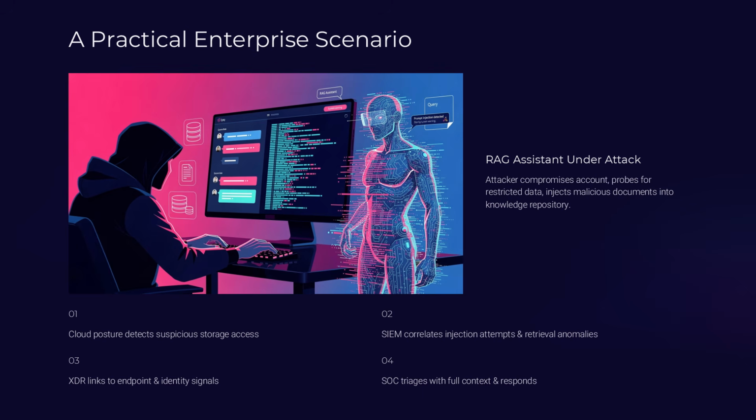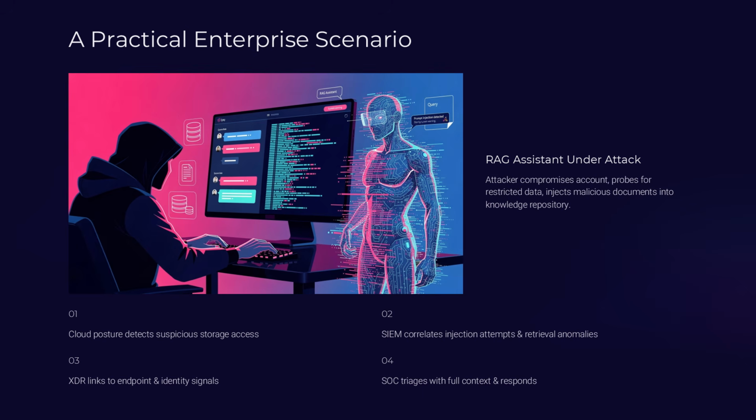Now let us ground this integration approach in a realistic scenario. Imagine your organization deploys a retrieval augmented generation assistant connected to internal policy documents and operational procedures. An attacker compromises a user account and begins probing the assistant with prompts designed to extract restricted information. At the same time, the attacker attempts to inject malicious documents into the knowledge repository to influence retrieval outputs. If you have integrated artificial intelligence security into your cloud and security operations center architecture, several things happen.